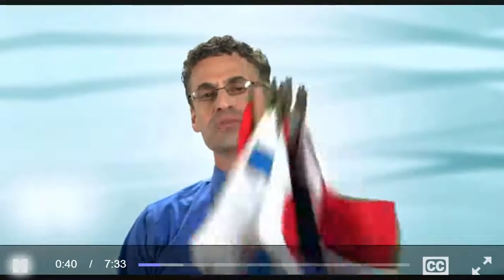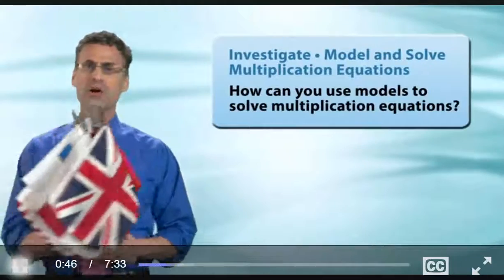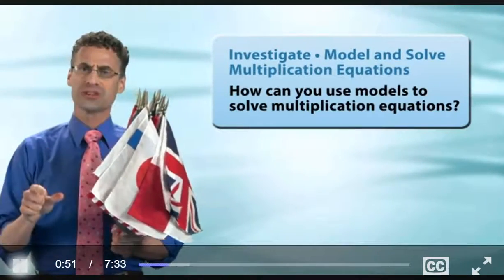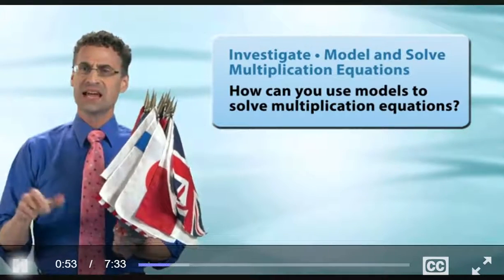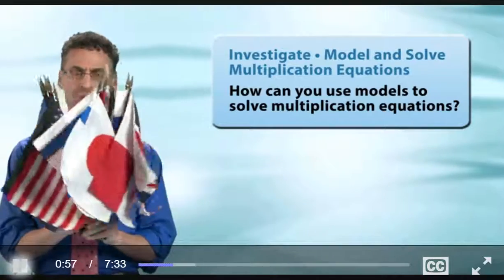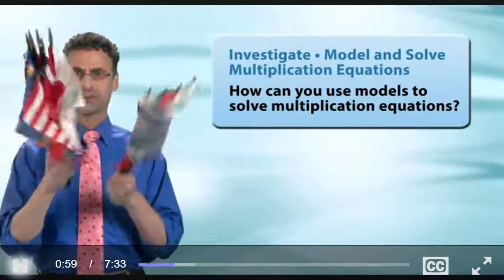Let's take a look at it together and see if we can make sense out of what Max was trying to do. Okay, so Max arranges the flags of the countries in the 1896 Olympics into 2 equal rows. So he wants 2 equal rows.